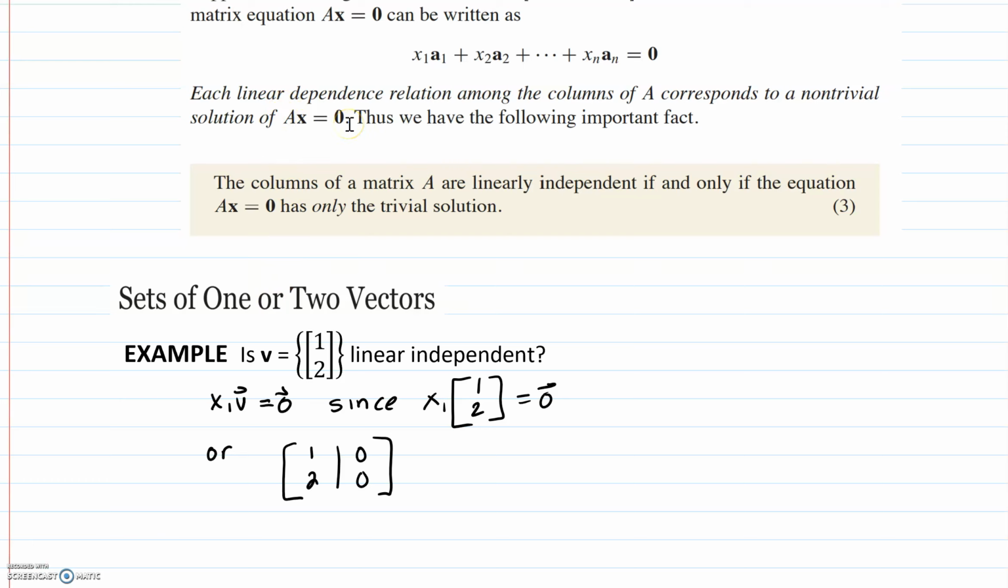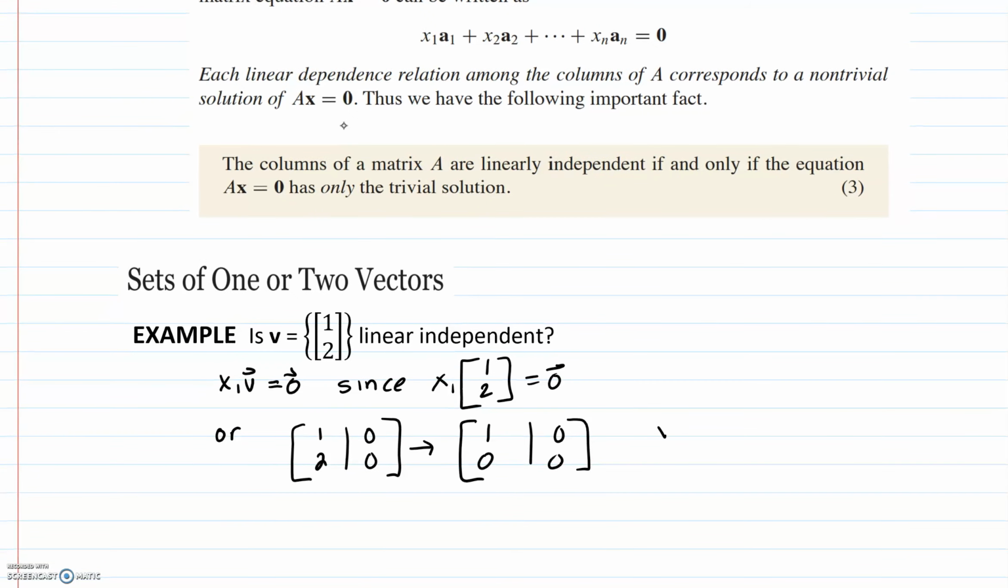Or if you look at the matrix equation AX equals 0 and you solve that, you will see that by multiplying the first row by -2 and adding it to the second row, I get a row of zeros. So that means that x1 equals 0. That is the only solution. And we know that when AX equals 0 only has a trivial solution, the columns of matrix A, which is the vector, is linearly independent. So the answer was yes.